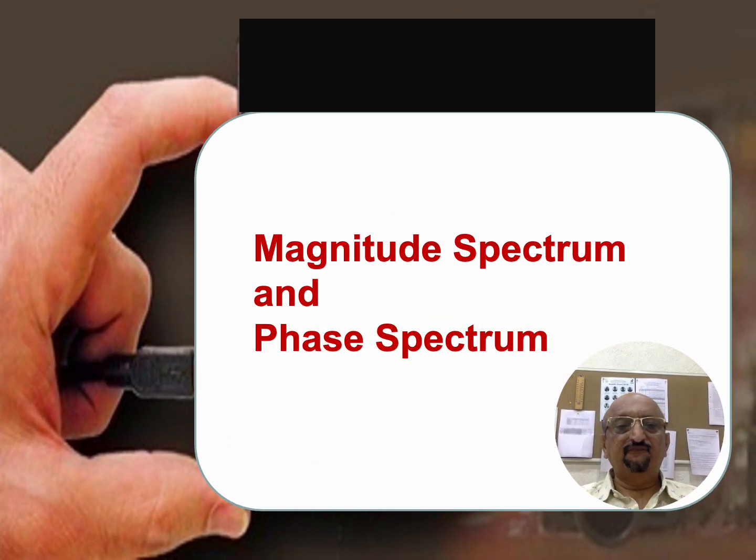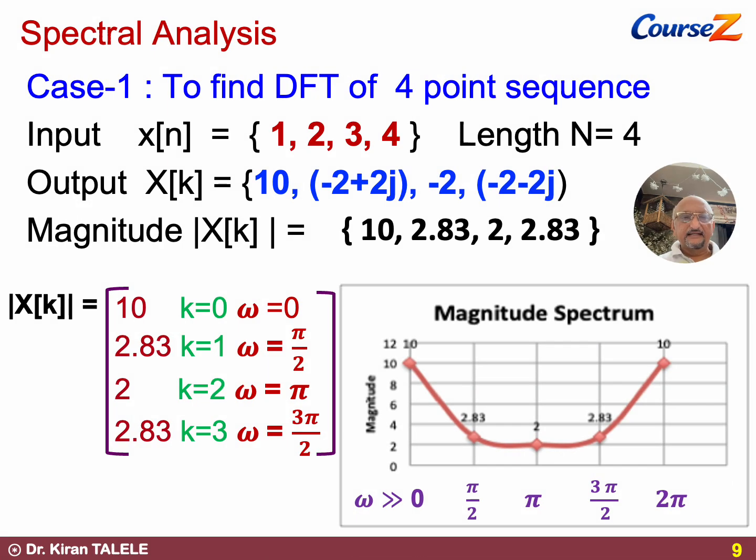Magnitude spectrum and phase spectrum. Spectral analysis. We'll take multiple cases here. The first case is to find the DFT of the 4-point sequence x of n equal to 1, 2, 3, 4. By the definition of DFT, we get X of k equal to 10, minus 2 plus 2j, minus 2, minus 2 minus 2j. The magnitudes will be 10, 2.82, 2, and 2.83.